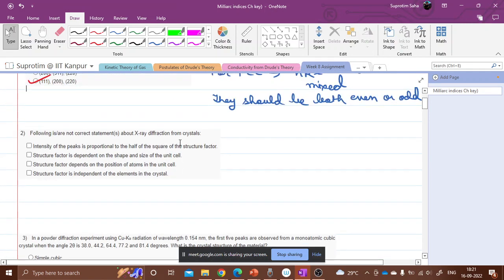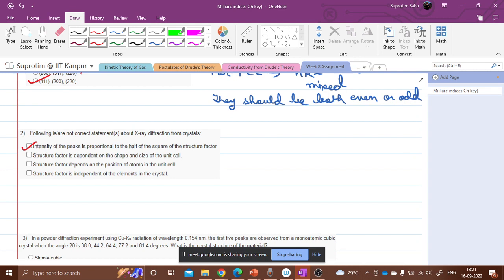So which of the following is or are not correct about X-ray diffraction, statements about X-ray diffraction from crystals. So intensity of the peaks is proportional to the half of the square of the structure factor, which is not correct because it is proportional to the square of the modulus of the structure factor. So it's not correct, so you have to take it. Structure factor is dependent on the shape and size of the unit cell. So it is not dependent on the shape and size of the unit cell, but rather it is dependent on the position of the atoms in the unit cell. That is the third option.